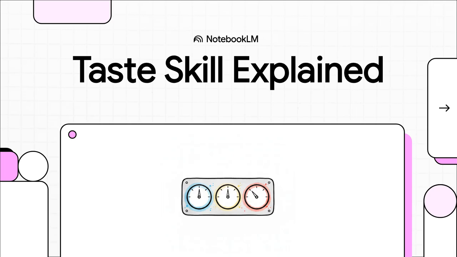Today, we're tackling a super frustrating but honestly incredibly common problem in modern web development. And more importantly, we're exploring a really fascinating solution. We're looking at TasteSkill, which is basically a system designed to cure AI of its worst design habits. If you've used coding agents recently, you know the functionality is just incredible, right? But the visual output usually needs some serious help.